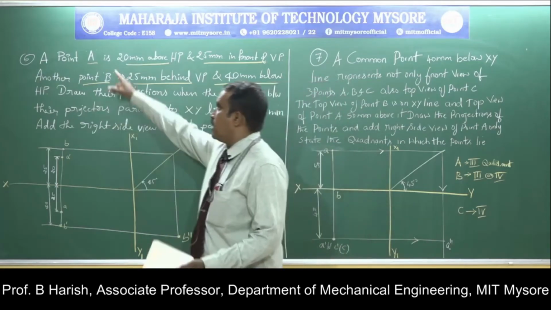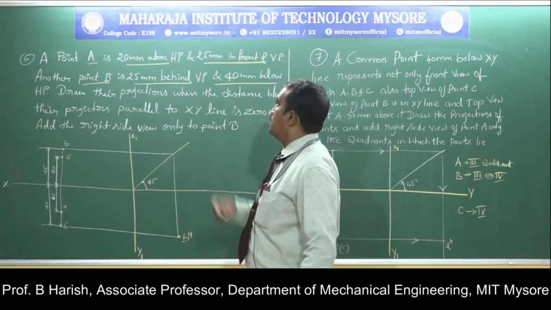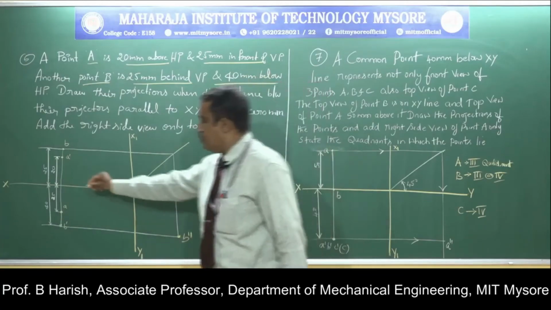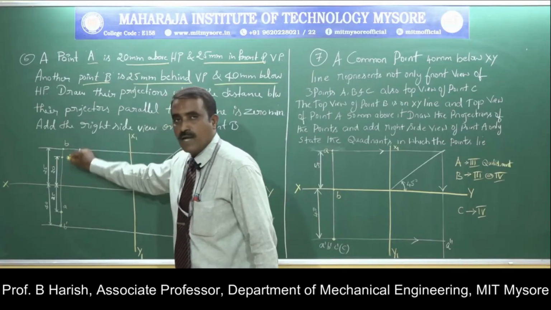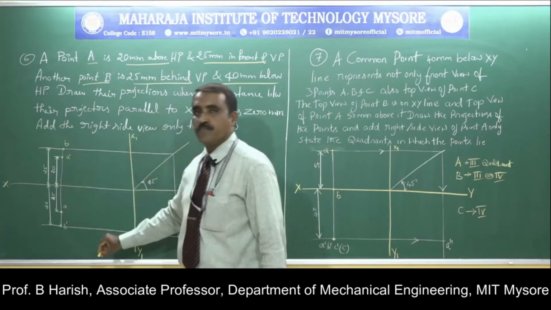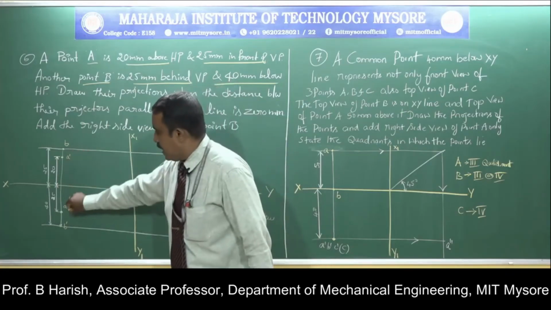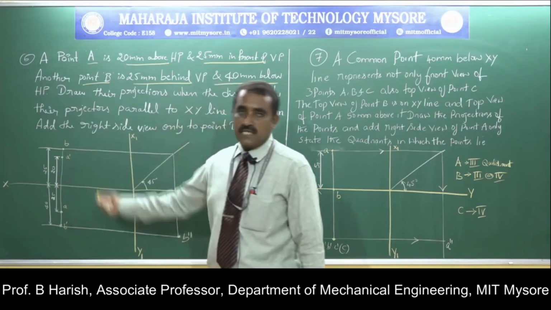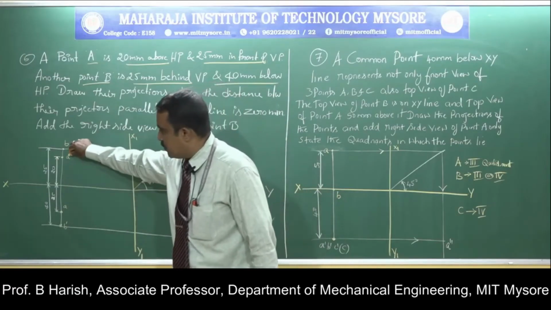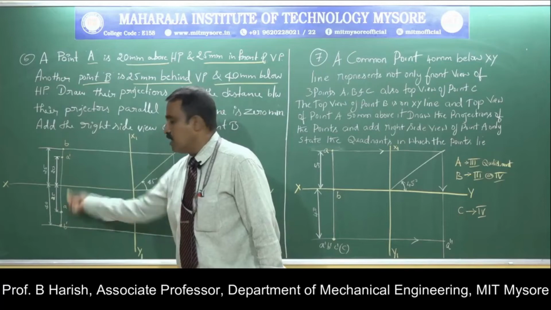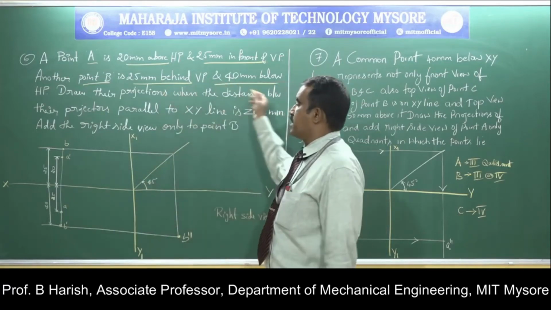Coming to the first point, it is 20 mm above HP and 25 mm in front of VP. From this xy line, measure a distance of 20 mm above and 25 mm below. We already know it is point A, so this will be a and this will be A, and since it is the first quadrant, the front view will be above the xy line, so this becomes A dash and this will be A. Next, you have to draw the projection of the second point.